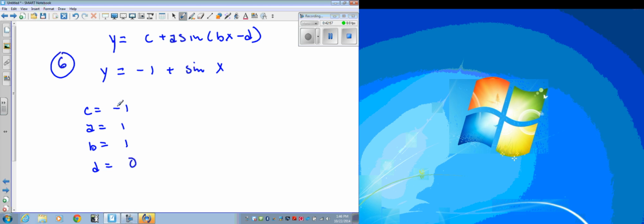So which one is it? Is this sine? Okay, this is sine. So it's the sine down 1. So which one is it? Okay, E.